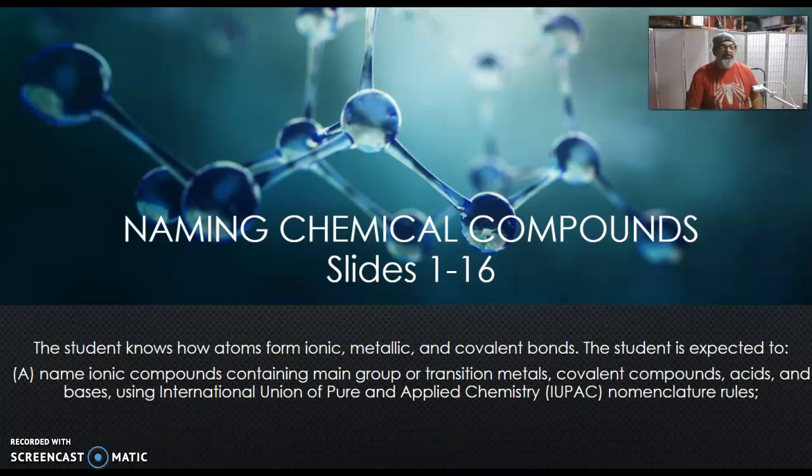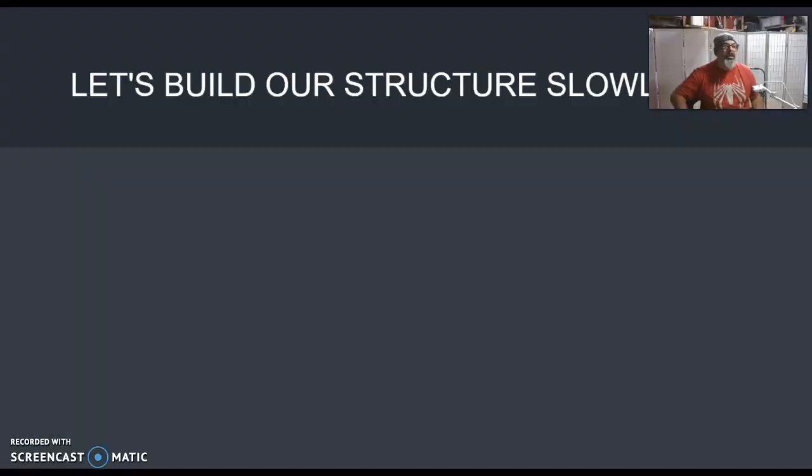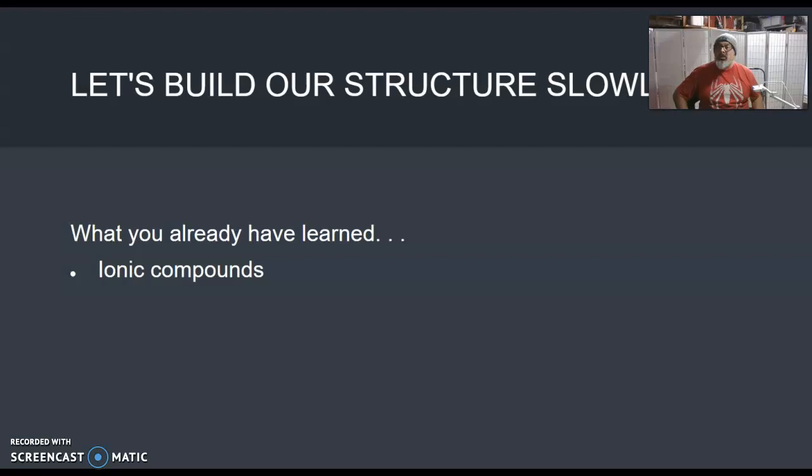So let's get to it. Let's see what you know already. You should know about ionic compounds. Those are the compounds that have a metal with a non-metal in it, and electrons are transferred. You have a cation, which is positive, from the metal, and a negative anion from the non-metal. Put those two together, you get an ionic compound.